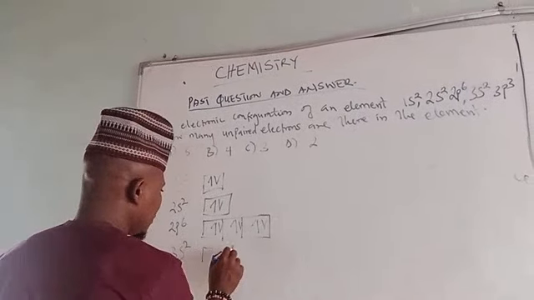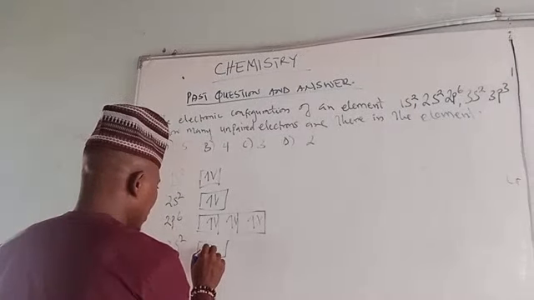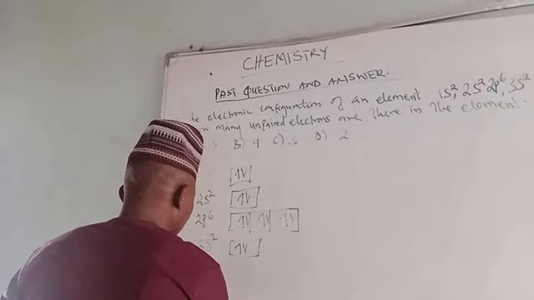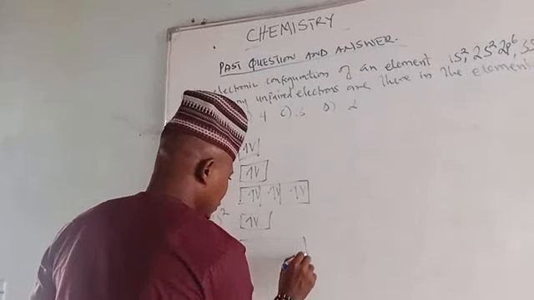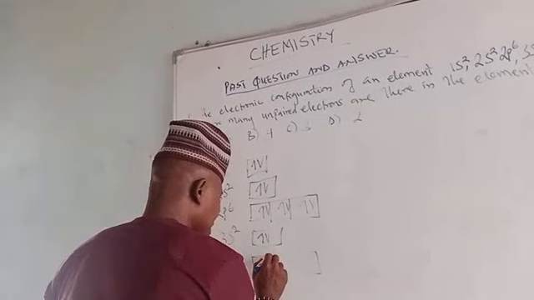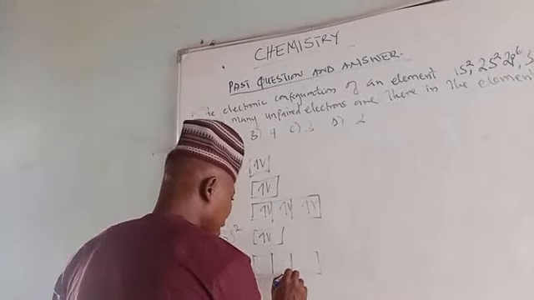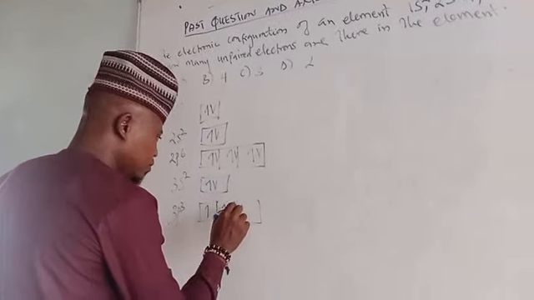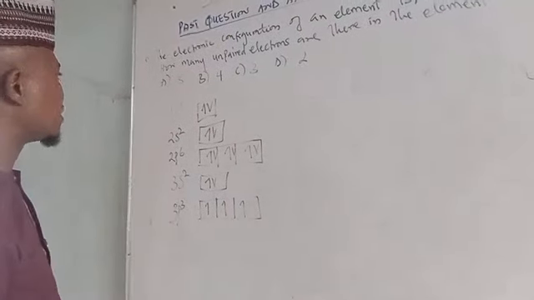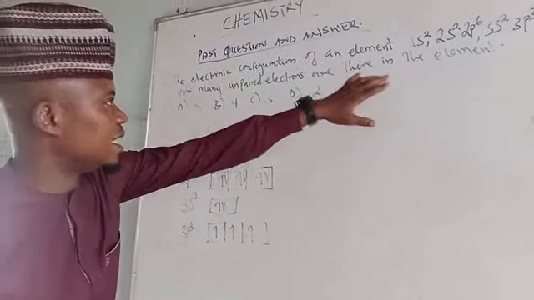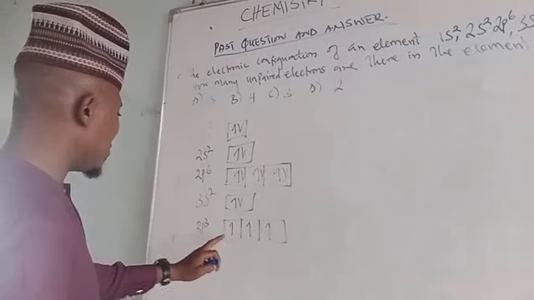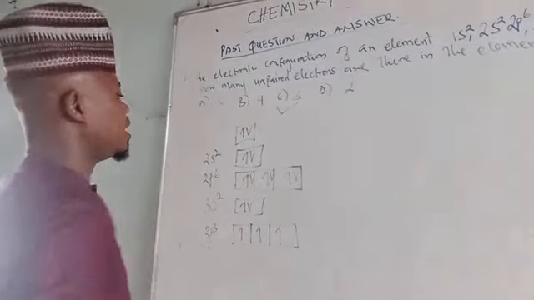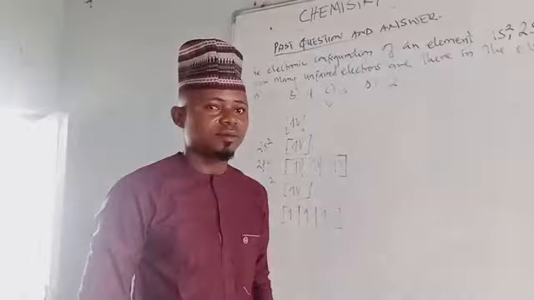Now 3s2. The s sub-level has only 1 orbital, so the 2 electrons will be there. Now we have 3p3. Remember, the p sub-level has only 3 orbitals, so we fill 1 electron singly first, then the second electron, and the third electron. Now the question says, how many unpaired electrons are there in the element? The number of unpaired electrons is 1, 2, 3. So the correct option is Option C. And that's how to go about answering that question.